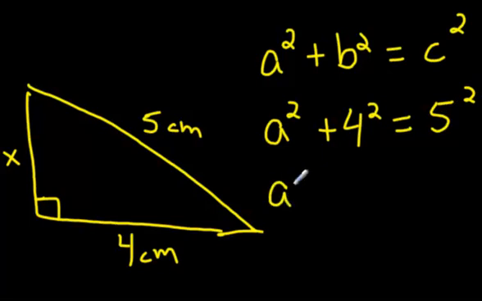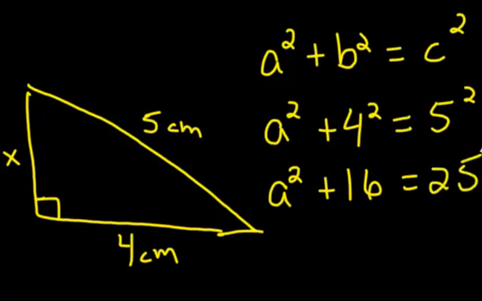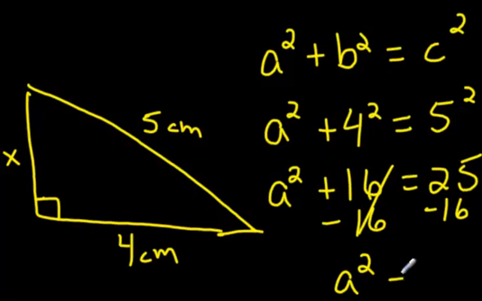Okay, so let's square the numbers. What's 4 squared? You get 16. What's 5 squared? You get 25. How are we going to figure this out? We want to figure out what A is. So what we're going to do is we're going to say, okay, I want to get rid of this 16 here. So I'm going to subtract 16 from both sides. So we're left with A squared equals 25 minus 16 is what? That is right. It's 9.